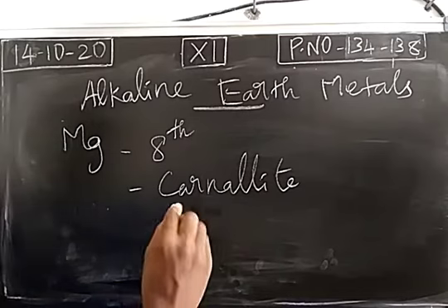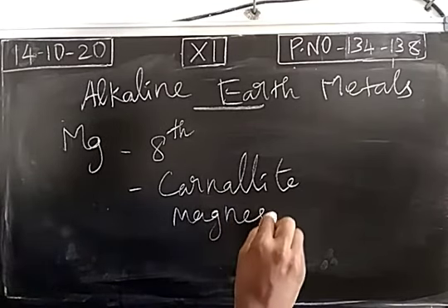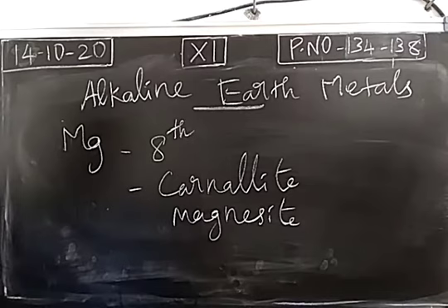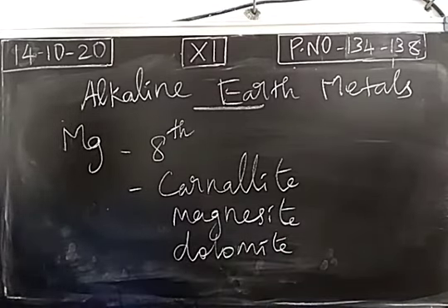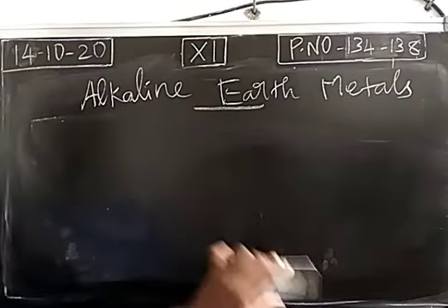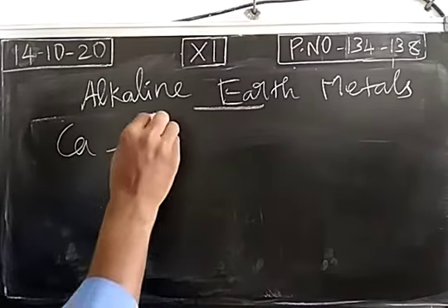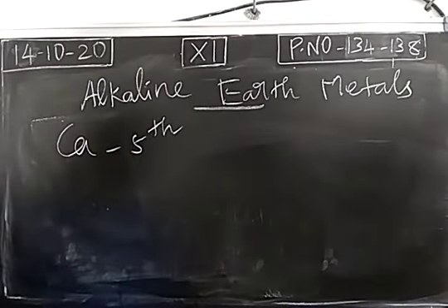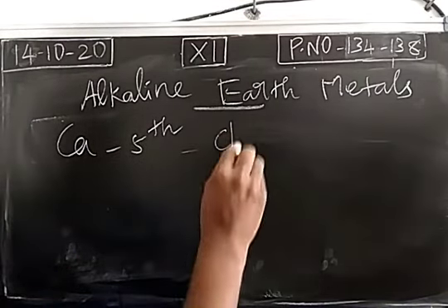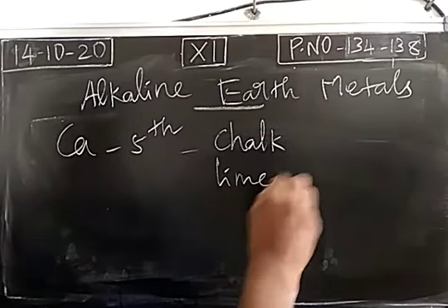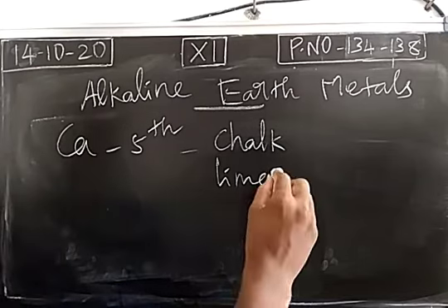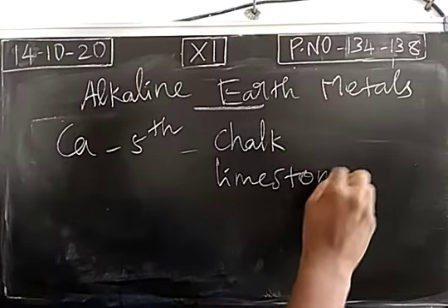So carnallite, magnesite, then dolomite. So these are all the ores of magnesium. From that we have to extract. Then calcium. Calcium is the 5th most abundant element in the earth crust. Its ore, we can obtain from chalk or limestone, both are calcium carbonate. Then gypsum.